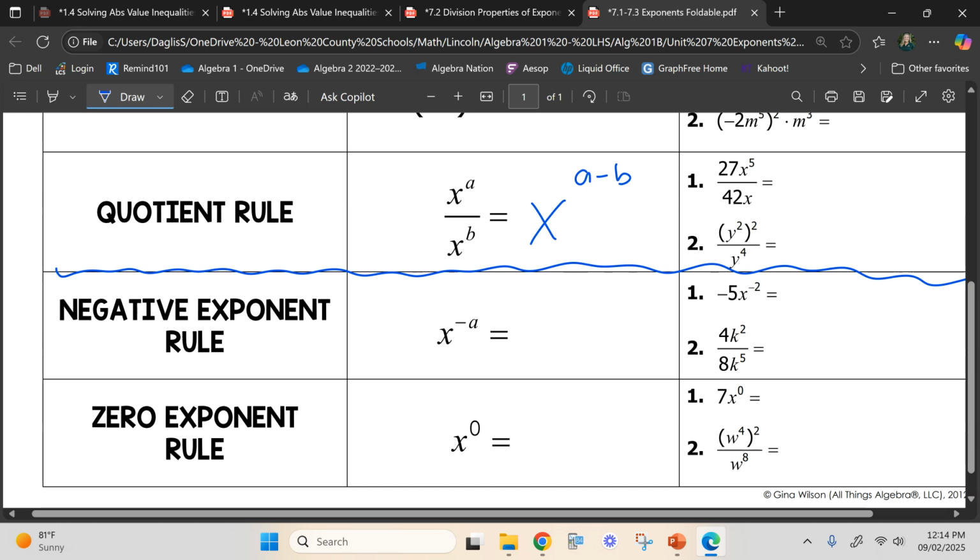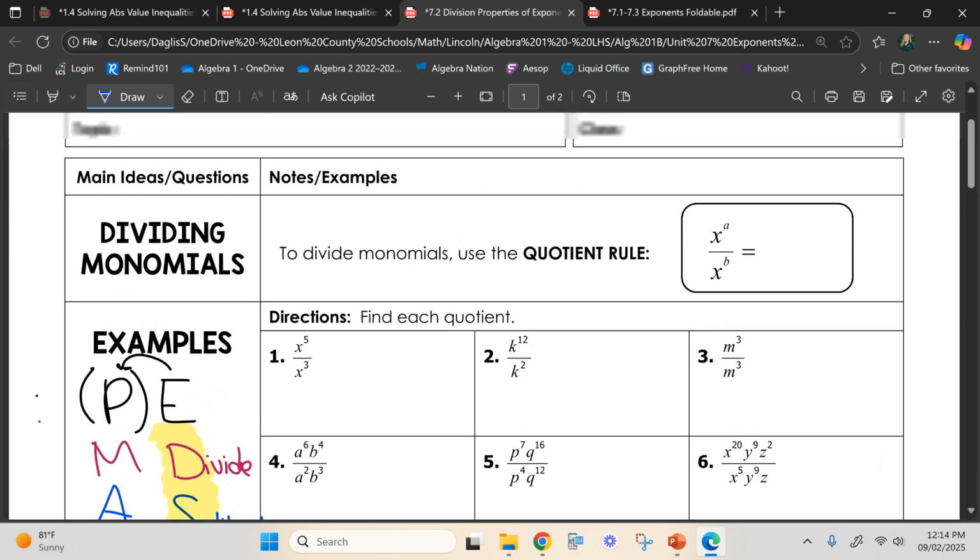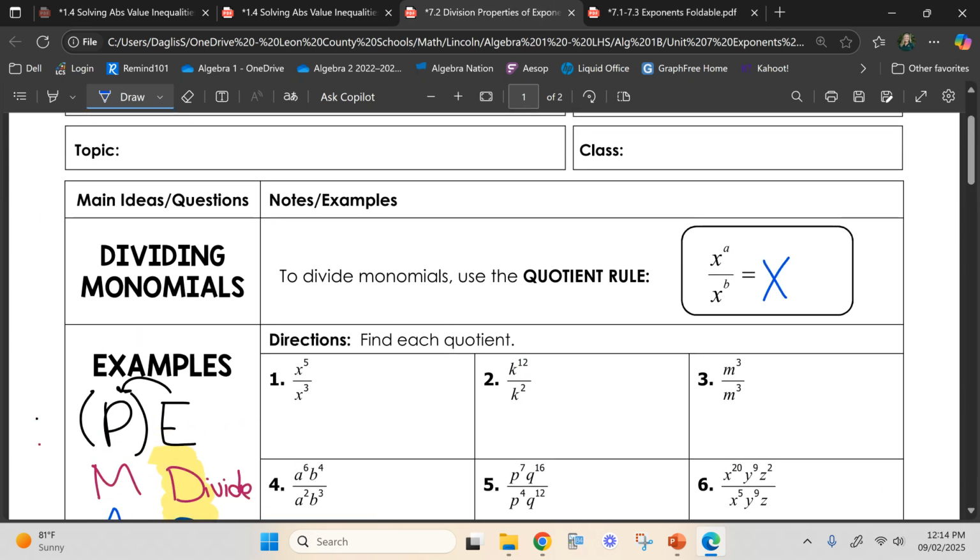Okay? So we're going to divide the big guys and subtract our exponents. So we're going to fill that rule in up here as well. X to the a minus b.